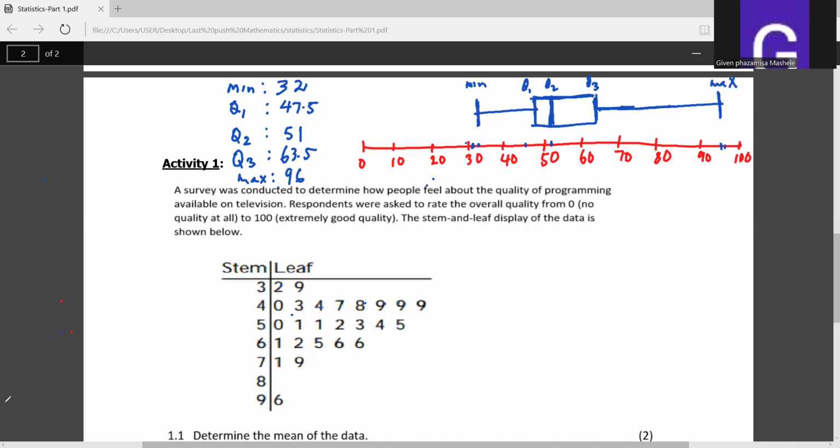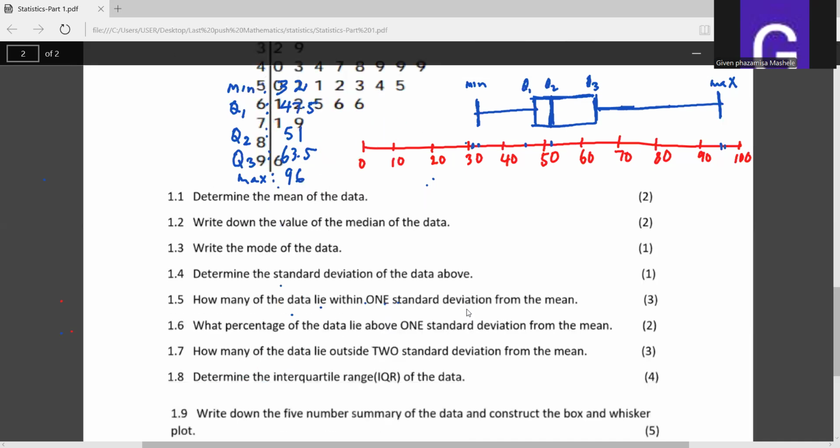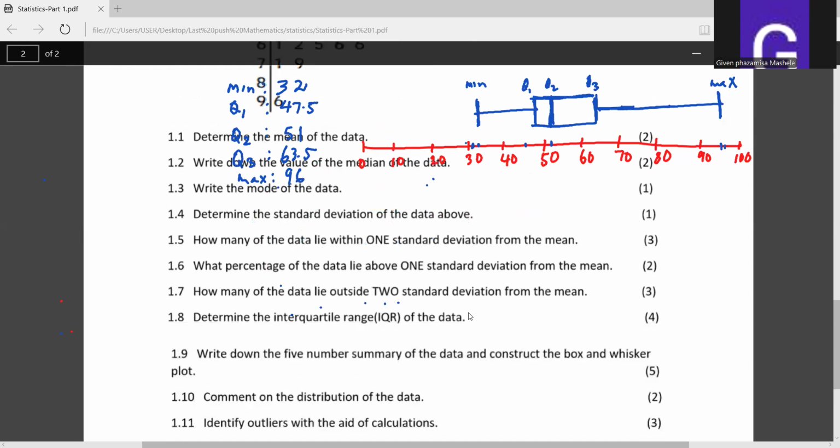So let us look at the next question before I start answering it. The next question says, comment on the distribution of the data. When they say comment on the distribution, it means they want you to tell them in terms of the skewness, whether it is skewed to the right, skewed to the left, or symmetrical.